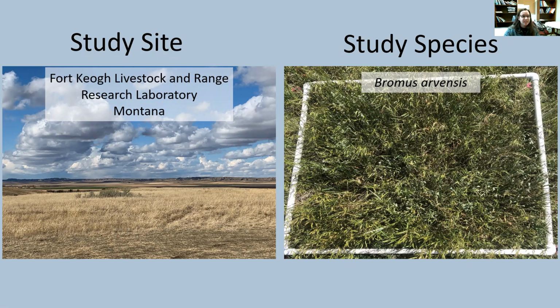Bromus arvensis is a C3 winter annual species that was intentionally introduced to the United States over 100 years ago, and it has since spread all over our rangelands. But even though this species is really widespread and well established, it's not really known how it impacts the different trophic levels that I previously mentioned. And so that's why I developed this project.